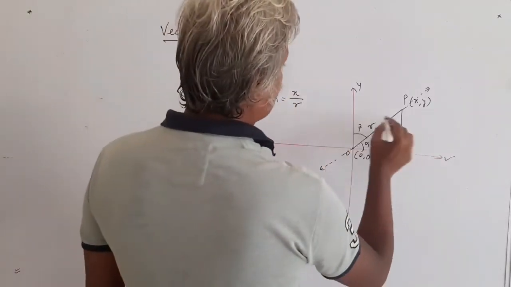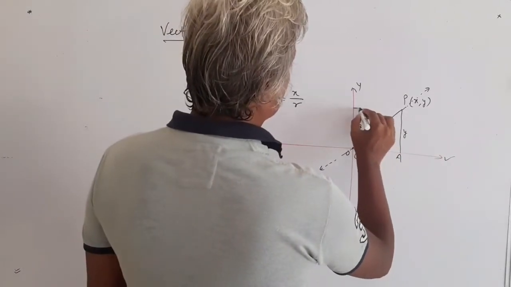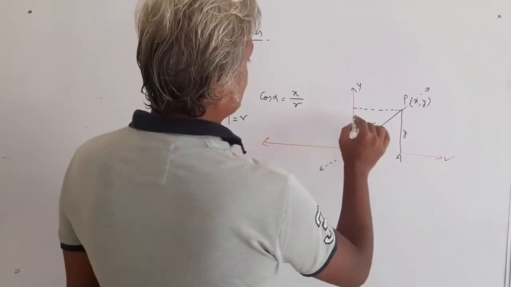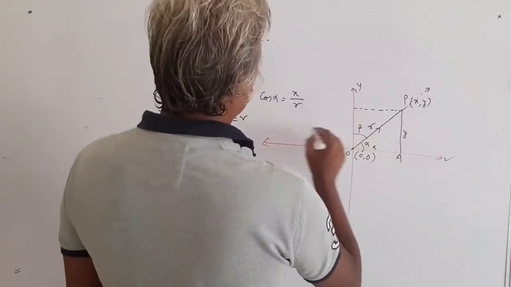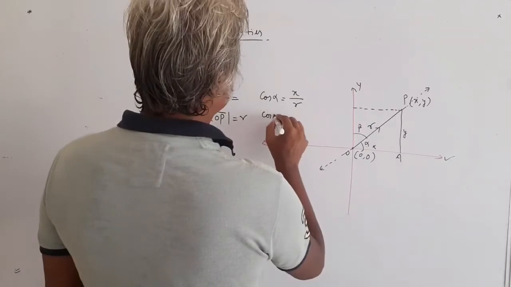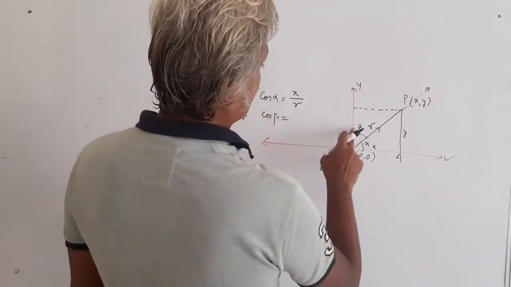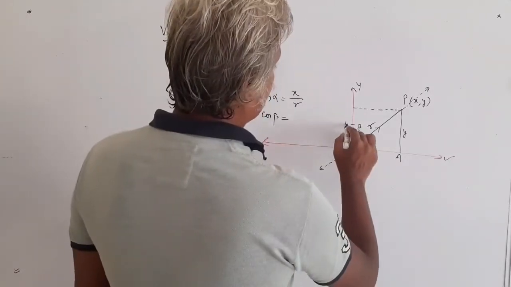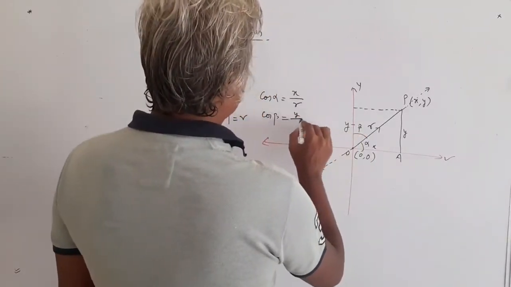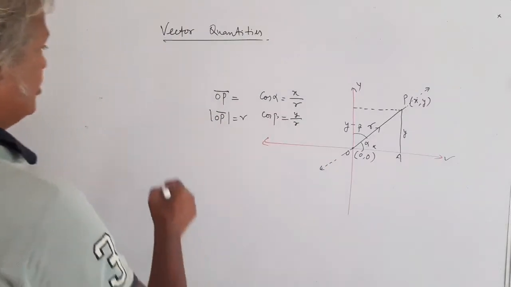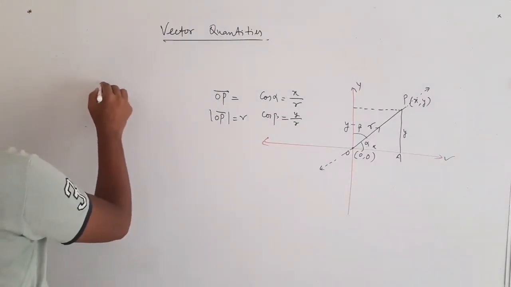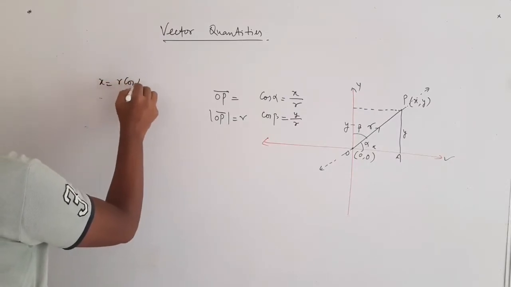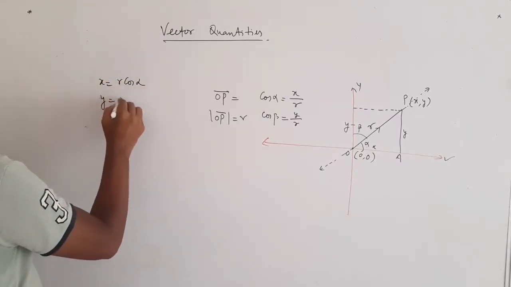Similarly, if I try to understand the y part, I just drop a perpendicular here. So this line is B, and I have to find this one. So we'll find cos beta, what is cos beta? Cos beta is the adjacent side, that is y, so y upon r. So we have x equals r cos alpha and y equals r cos beta.